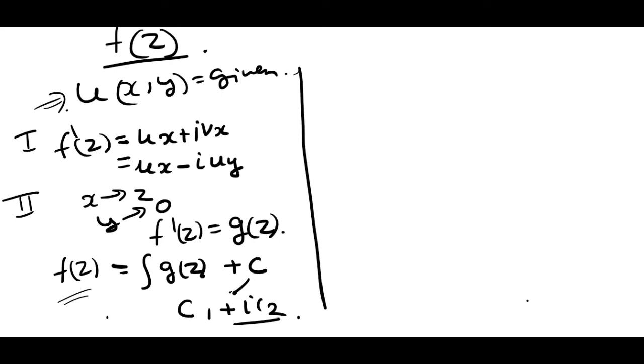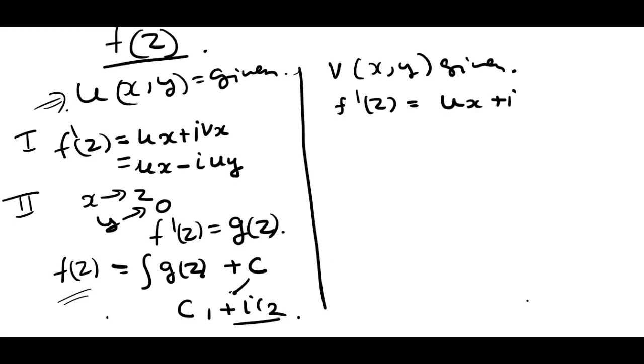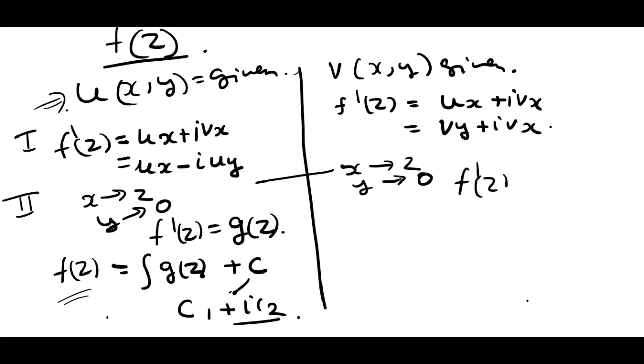And similarly, when v(x,y) is given, you're again going to differentiate f(z) with respect to x like this. And again using the CR equation, you will get vy plus i vx. And then in step 2 again you will replace x by z, y by 0, and then f dash z will become g(z), and again the whole process is the same. So this is how you're going to find the analytic function f(z) when either u or v is given.